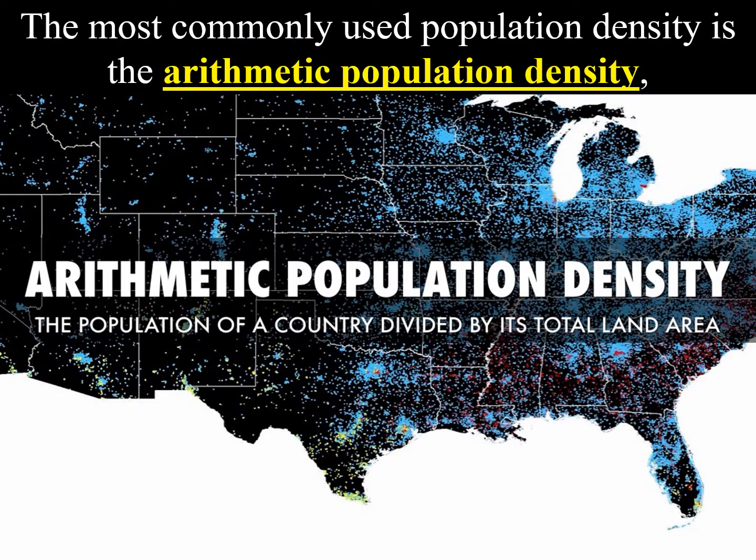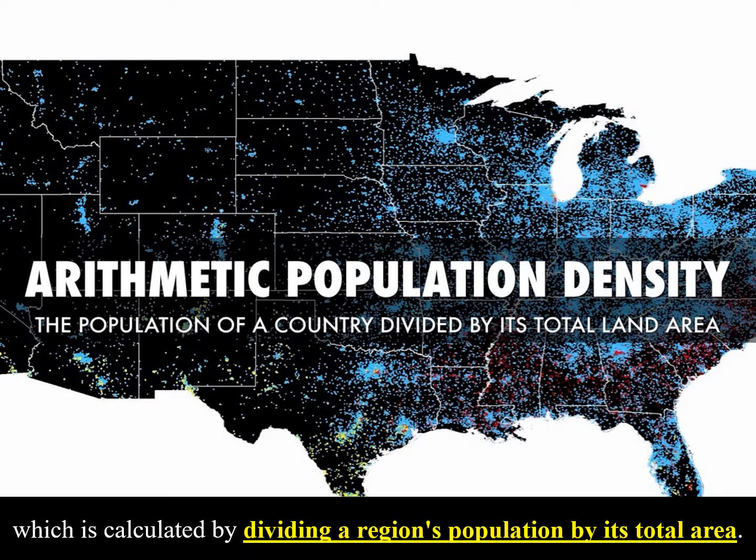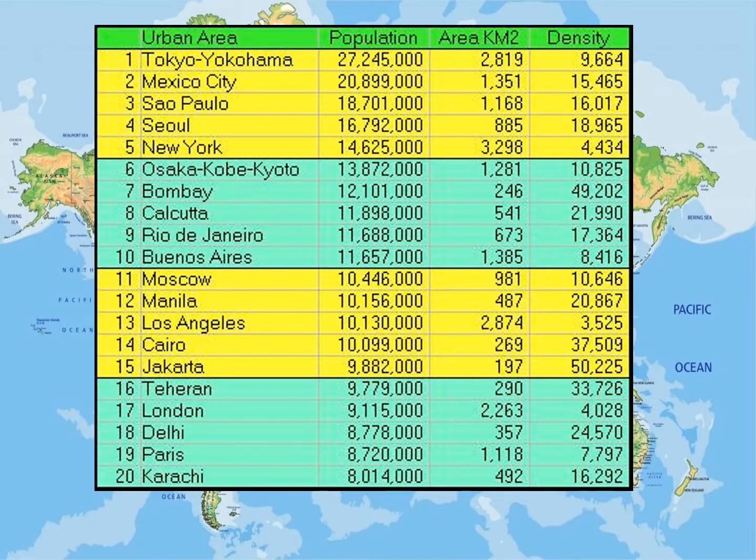The most commonly used population density is the arithmetic population density, which again is calculated by dividing a region's population by its total land area. Here we see that just because it may be the largest city like Tokyo doesn't necessarily mean that it's the most densely populated city. We see that places like Calcutta or Mexico City or Sao Paulo are actually more densely populated than Tokyo.